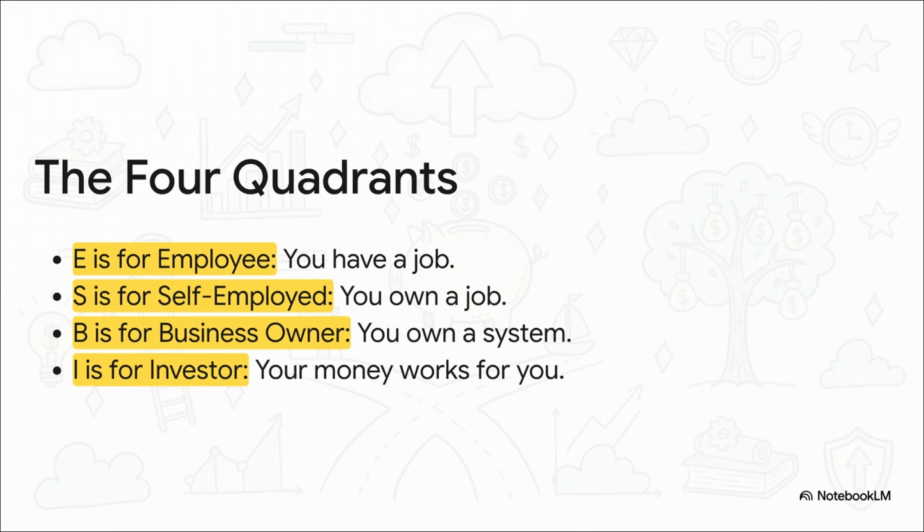E is for employee, you have a job. S is for self-employed or specialist, you own a job. B is for a big business owner, you own a system and people work for you. And finally, I is for investor. This is where your money works for you.